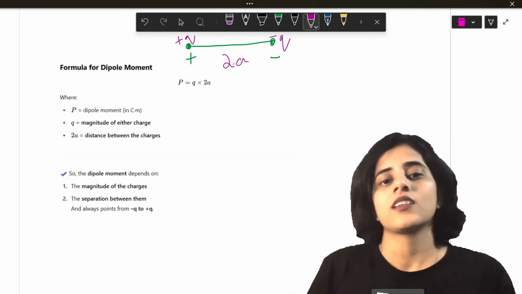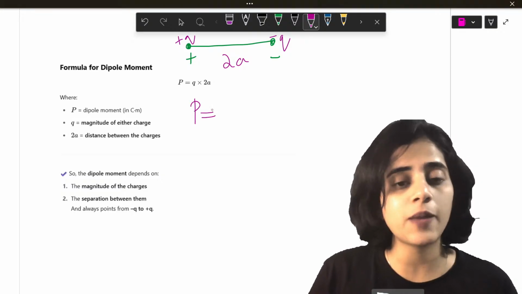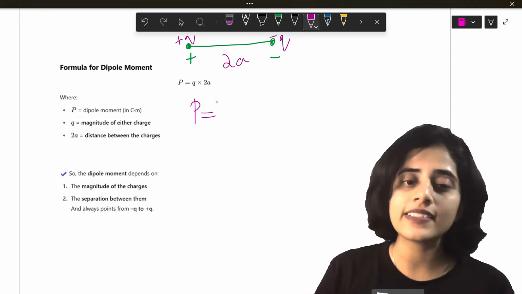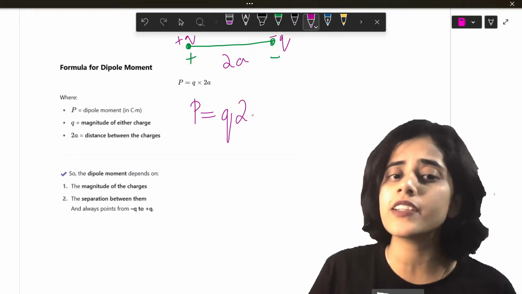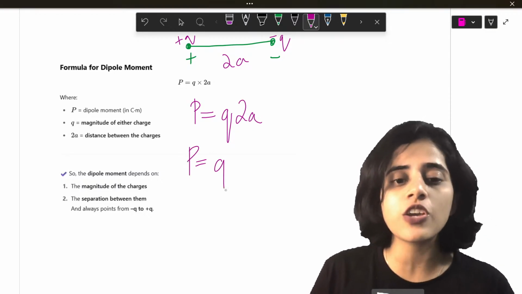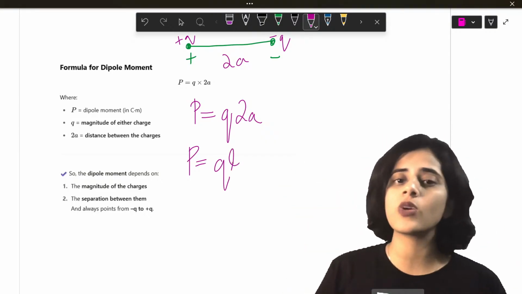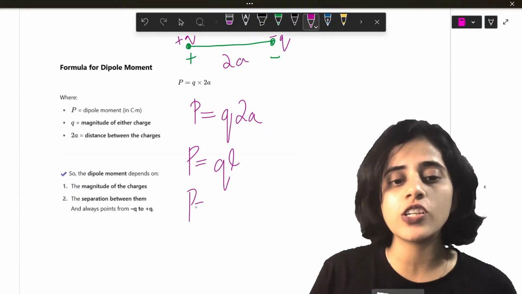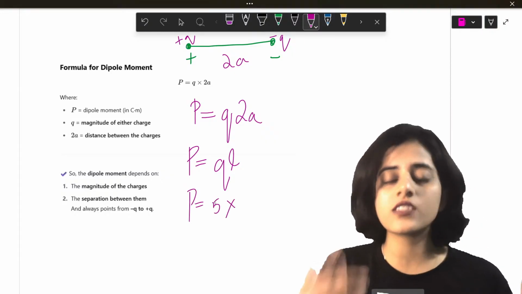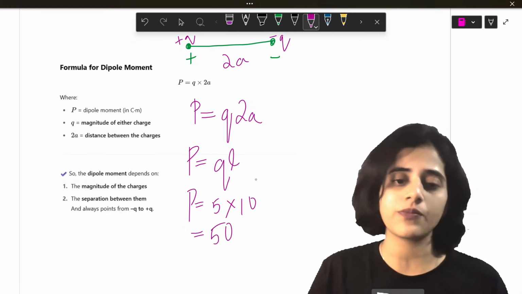Now, the dipole moment is basically what? It's represented by the letter P. It is the charge times the distance between the charges. So if the charge is Q and the distance between them is L, then the dipole moment will be QL. So imagine the charge is 5 and the distance between the two charges is 10. Then the dipole moment will be 50.